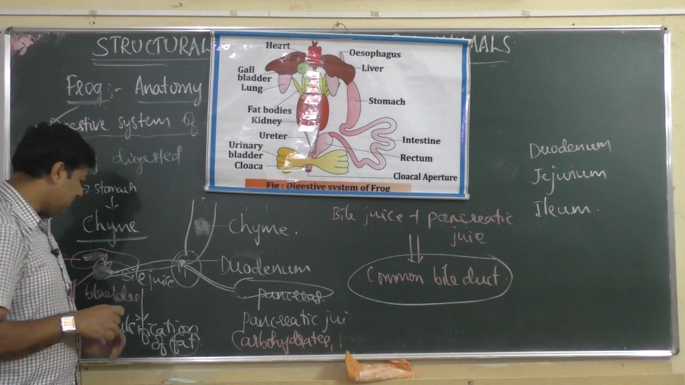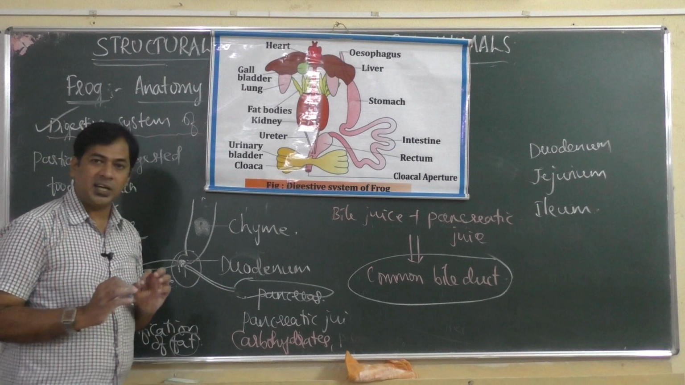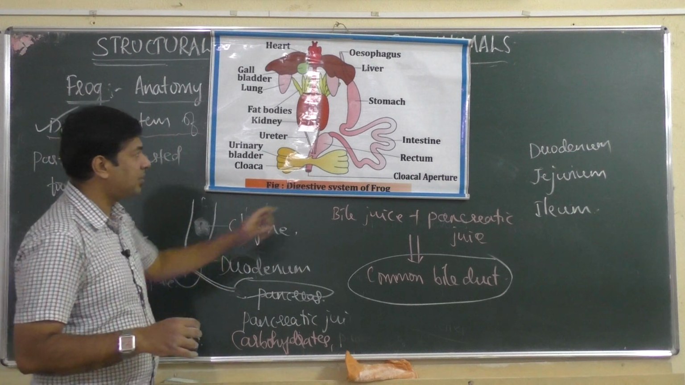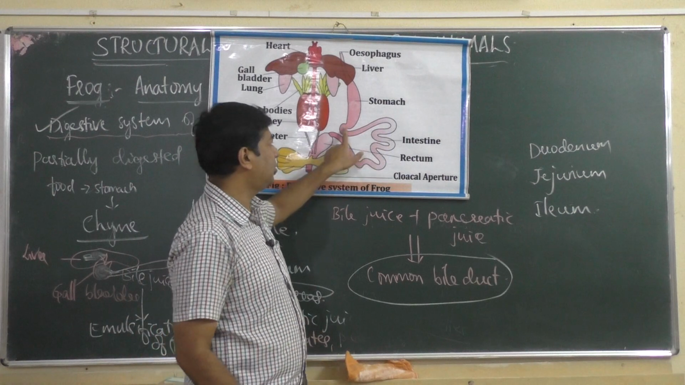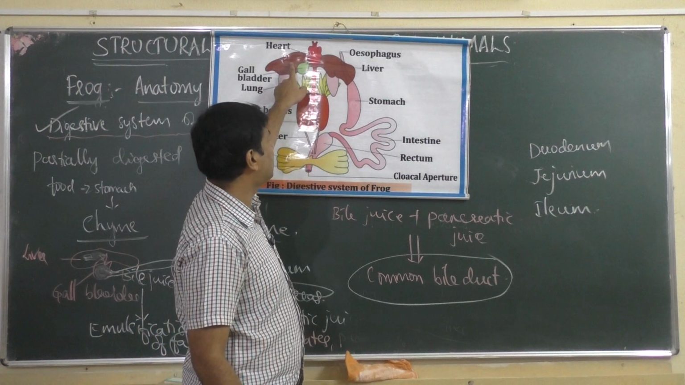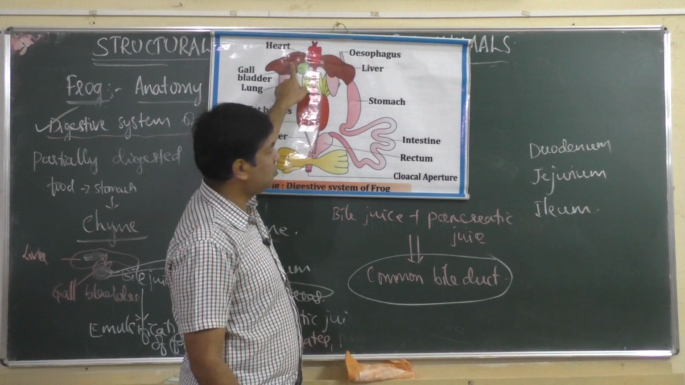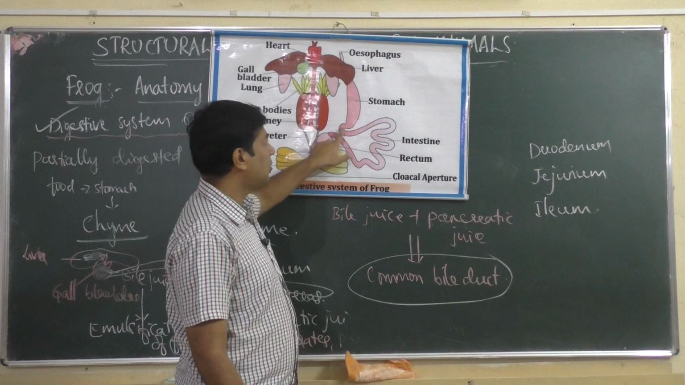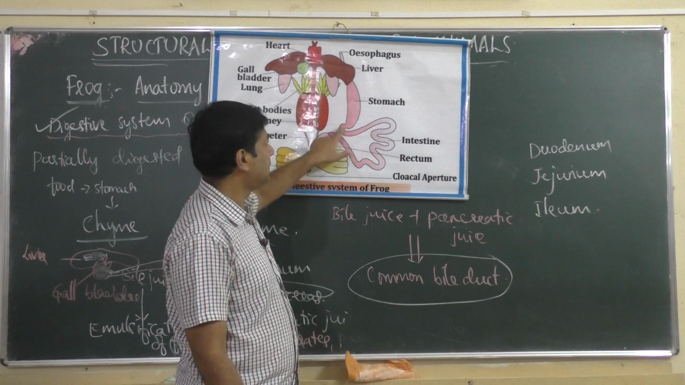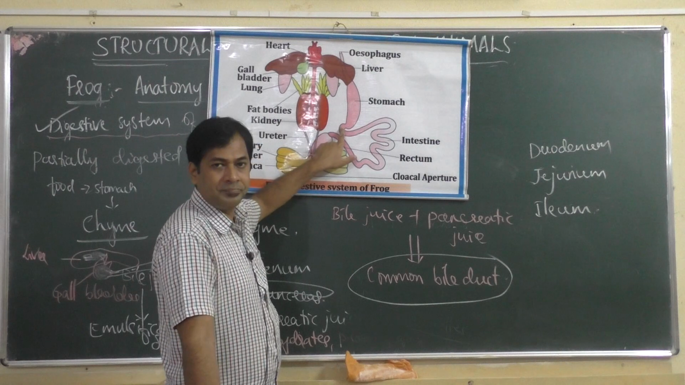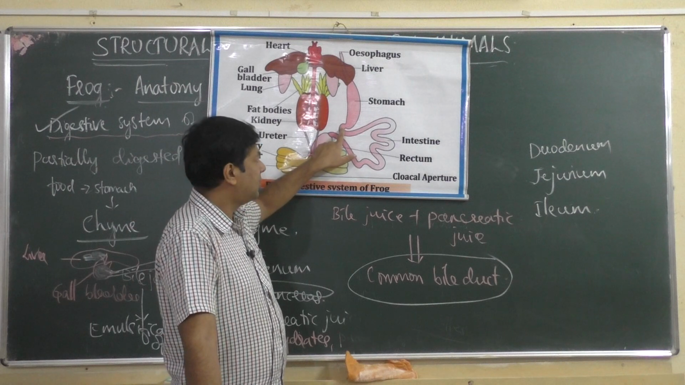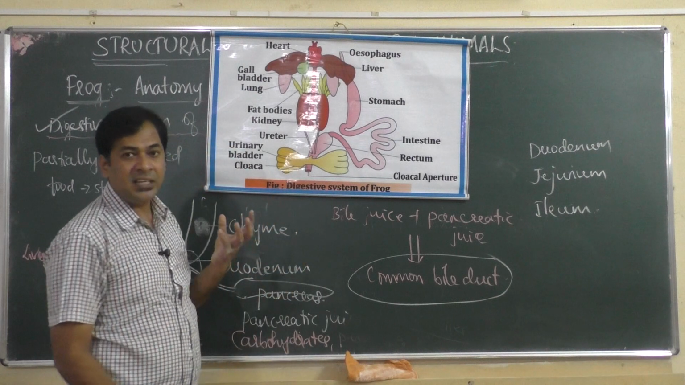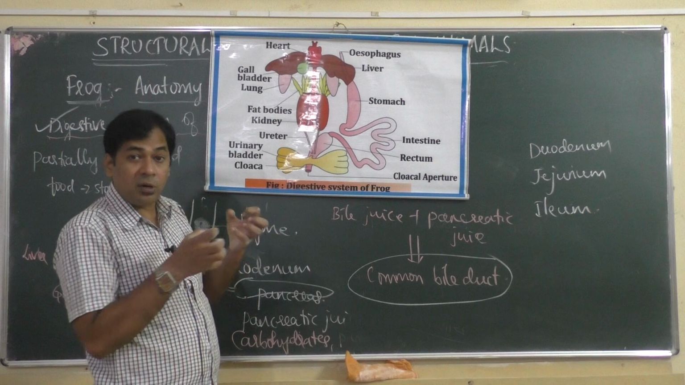Okay, then that means the final step of digestion happens in the intestine. Final step of digestion happens in the intestine here. This is the duodenum, where bile juice from liver and pancreatic juice from pancreas both will come to one common tube, that is called common bile duct. Then food will get digested. Then the digested material, which is required for giving energy to the frog, will be absorbed by the body.